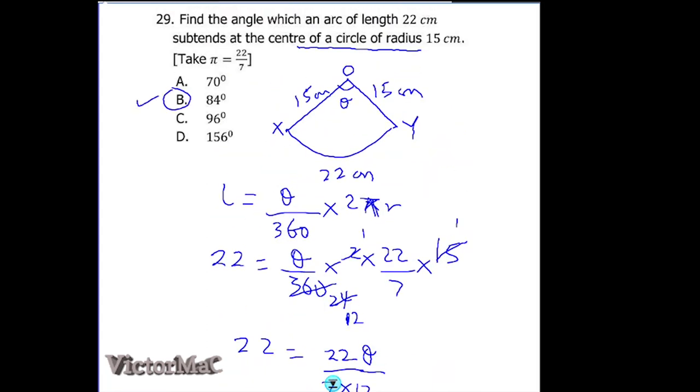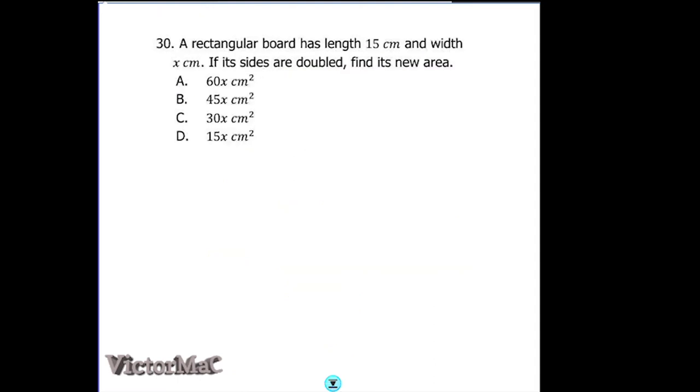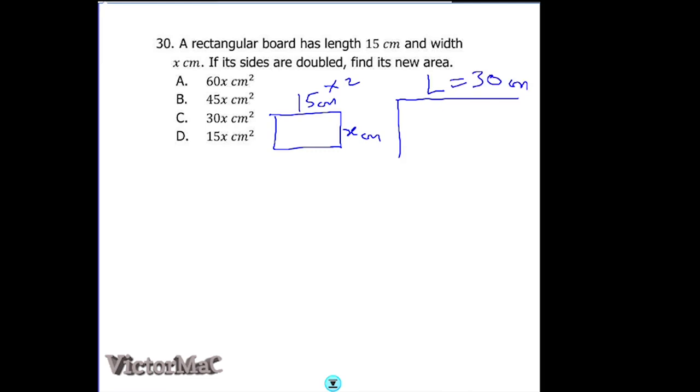All right. Question 30 said a rectangular board is having this dimension of length 15 centimeters, the width is x centimeters. We said if its sides are doubled, so if we double the length, capital L, so when we double this, we're going to have 30 centimeters. And when we double this as well, times 2, we're going to have the new width to be 2x centimeters. And that's our breadth, or you call it width.